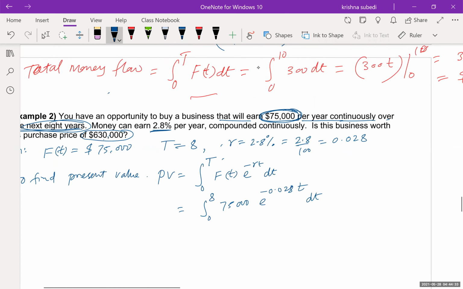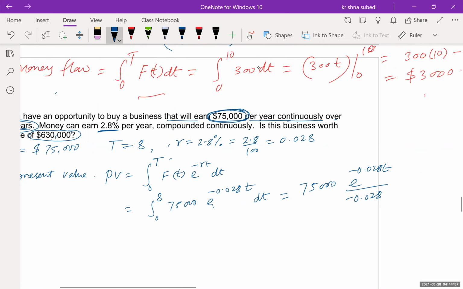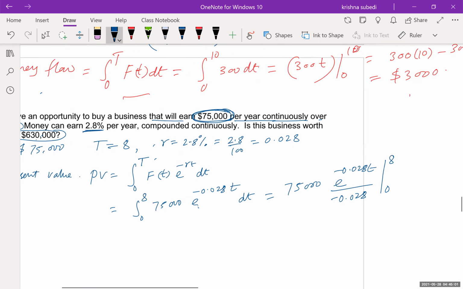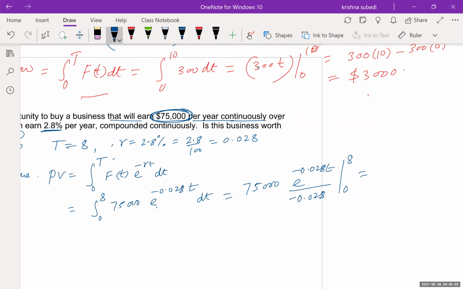Now this is a piece of cake for you. Everybody will be able to evaluate this limit. So let me just copy 75,000 as it is, and then the integration of e raised to power negative 0.028t will be over negative 0.028. Okay, that's it. And then it goes from 0 to 8.